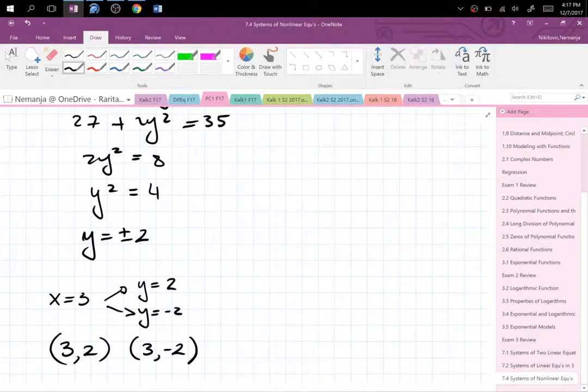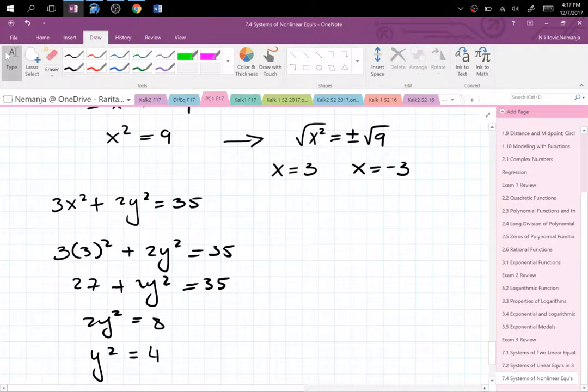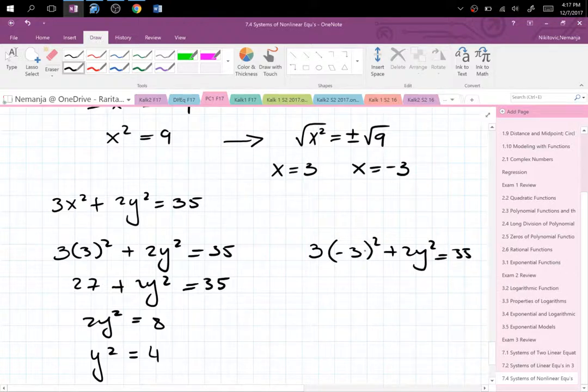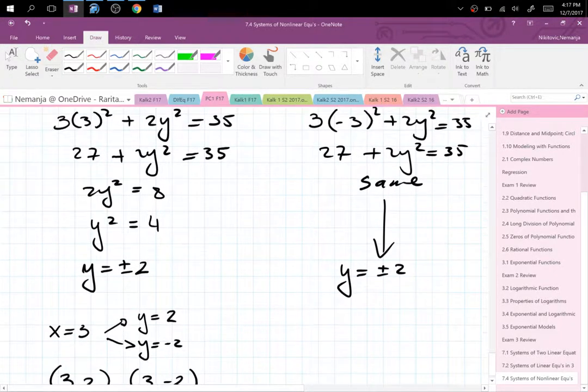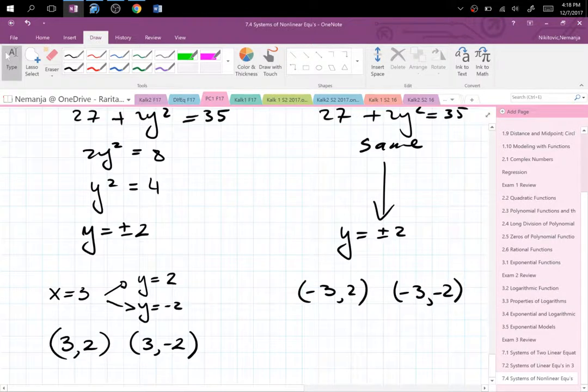Now you will go and do the same thing, but this time for -3. So 3 times -3 squared plus 2y squared equals 35. But -3 squared is 9, and then this is 27. Plus 2y squared equals 35. You see this is the same, right? Which will give you the same y equals plus minus 2. But now you started with -3, so it's -3, 2, and -3, -2. 4 points.